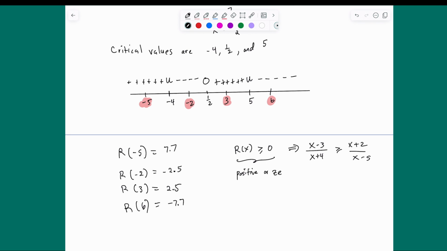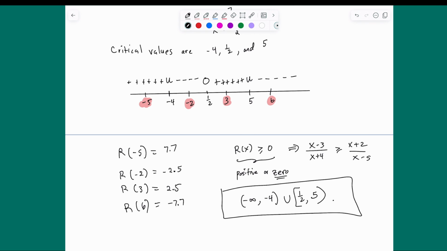We can see it's positive on the interval from -infinity to -4, open parentheses on both of those, because we don't want to include -4 because it makes the rational expression undefined. Union, and this is where we could put 1/2, but we will have a closed bracket because we include 1/2, because it's 0. It makes the rational function 0 there. Comma, and then all the way to 5, but we do not include 5, parenthesis. And so that's our solution set. That will satisfy the rational inequality, which in turn satisfies the original inequality.